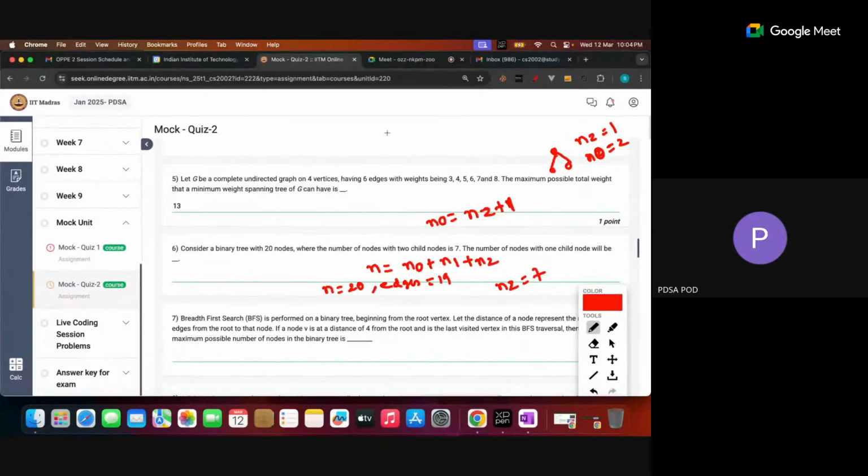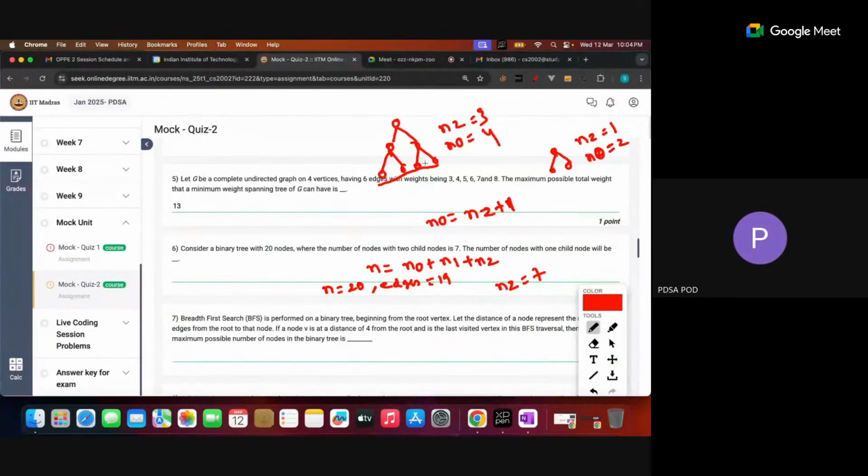Even if you go with another, bigger tree, something like this, here n2 we get is 1, 2, 3. Three nodes are there with two children. Now n0 is nothing but n2 plus 1, that is 4. So these 4 are going to be leaves. Up to this is clear?